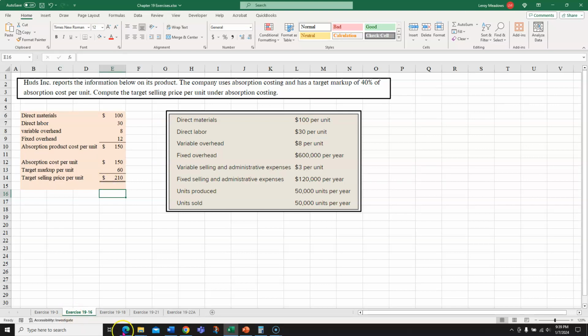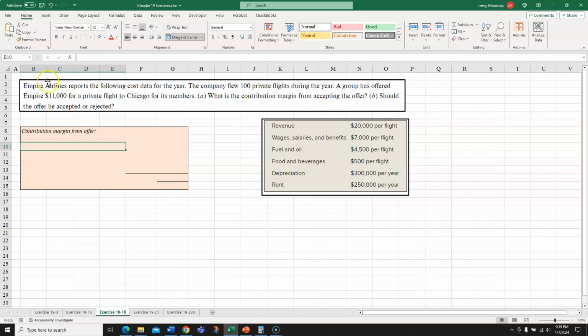Okay, now let's take a look at the next exercise here. Empire Airlines reports the following cost data for the year. The company flew 100 private flights during the year. A group has offered Empire $11,000 for a private flight to Chicago for its members. We're asked to compute the contribution margin from accepting the offer. So if we accept the offer, what is the contribution margin? And then B, should the offer be accepted or rejected?